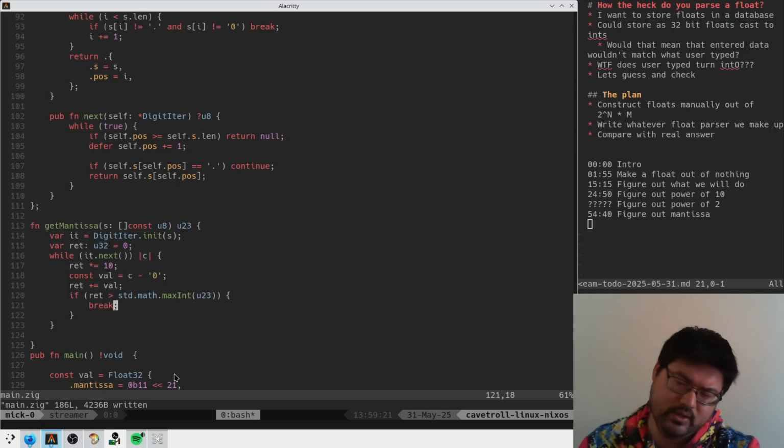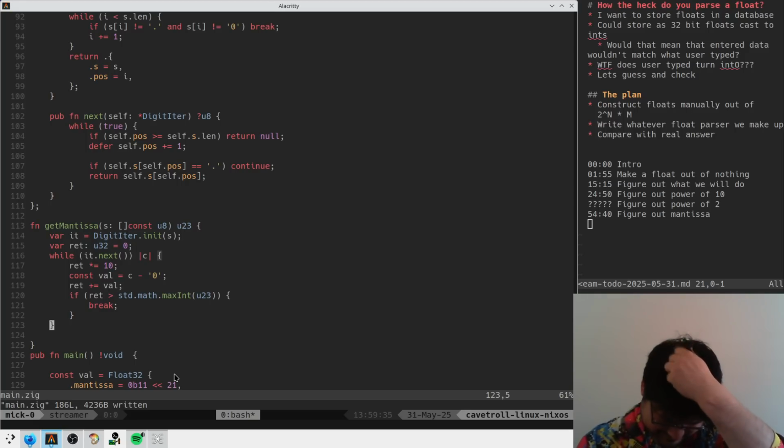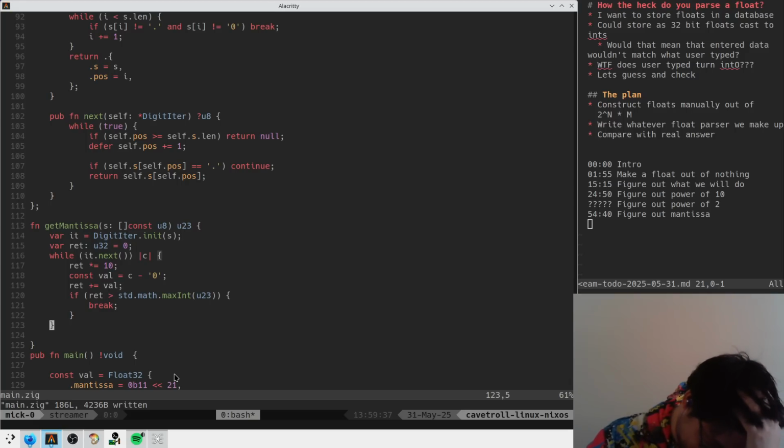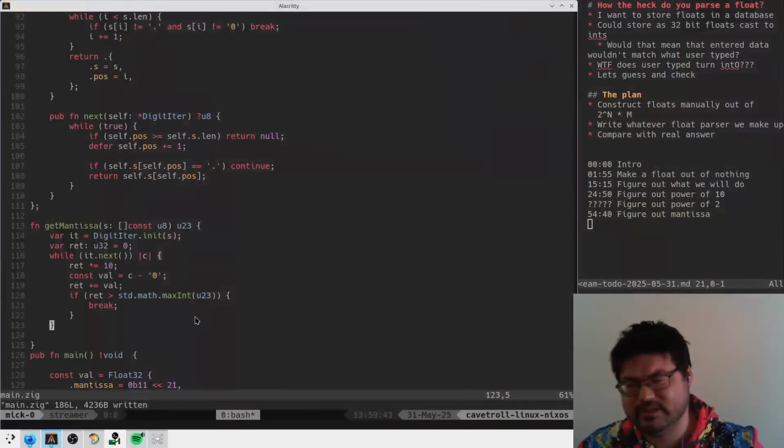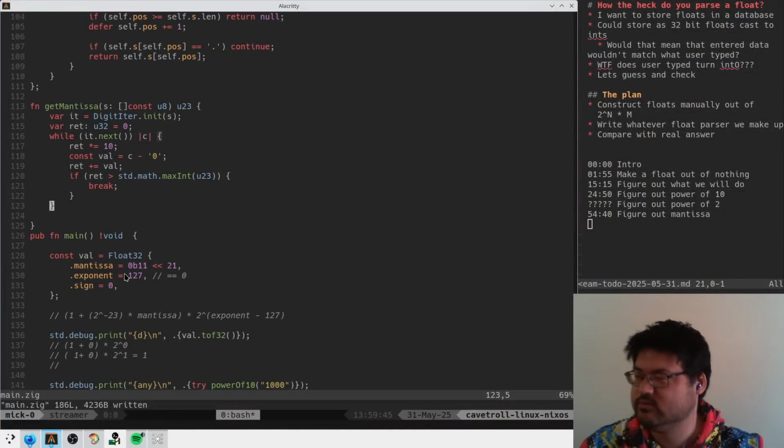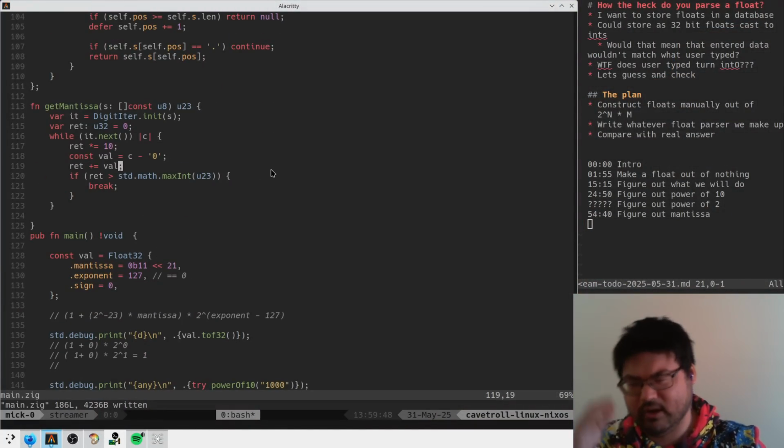And then we shift this thing until it fits in a u23. I think. That sounds kind of right. Now, I forgot about the fact that there's an implicit 1 in here, which is fine because base 2, that's fine. Okay, cool.